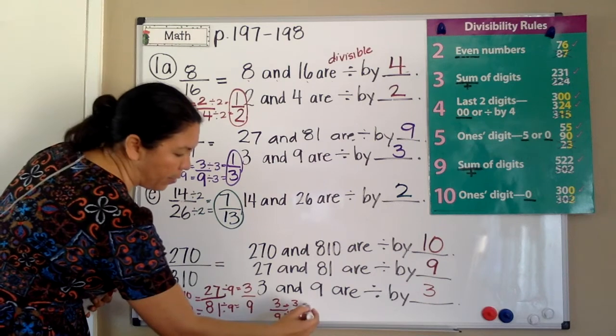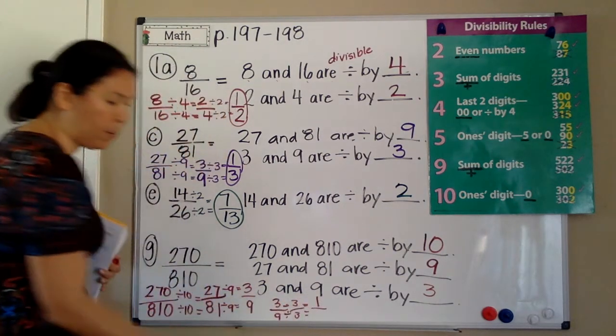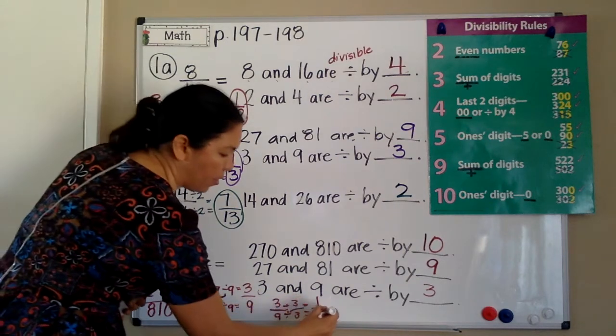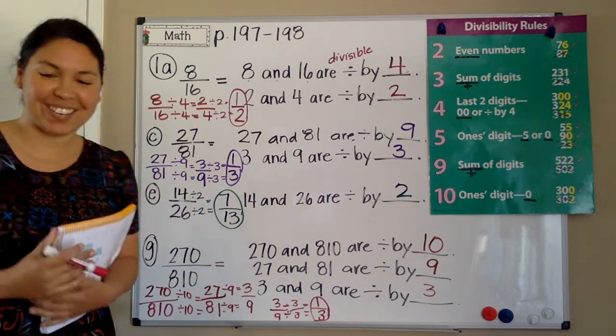So I'm going to divide by 3. How many 3's can go into 3? 1. How many 3's can go into 9? 3. Perfect. So my answer is 1/3. All right, good job, guys.